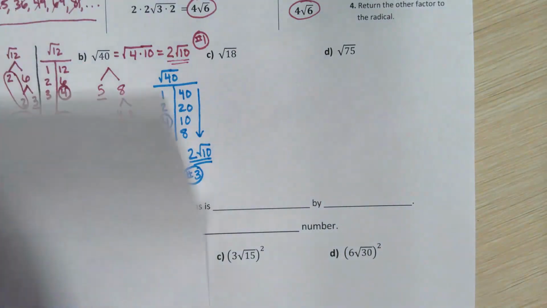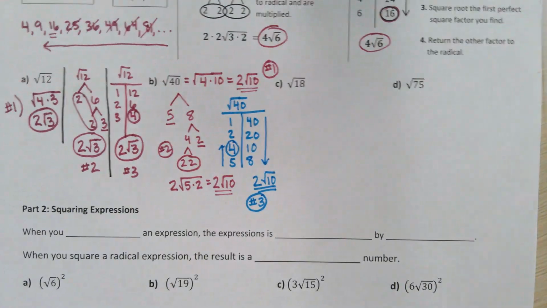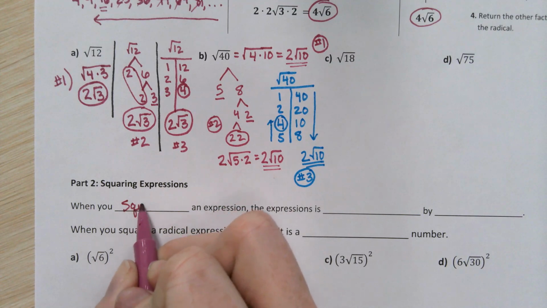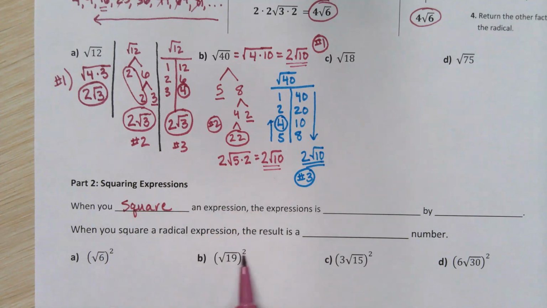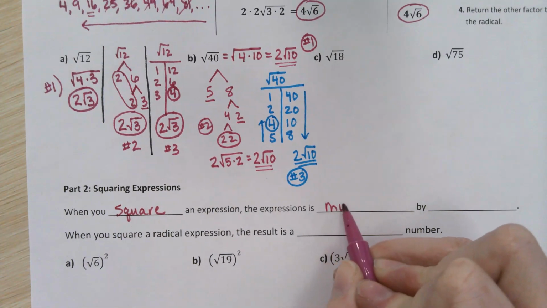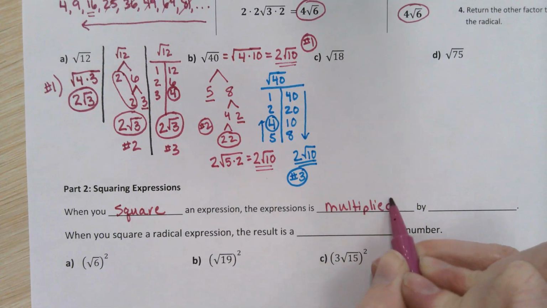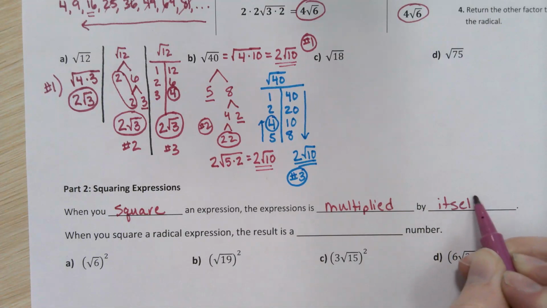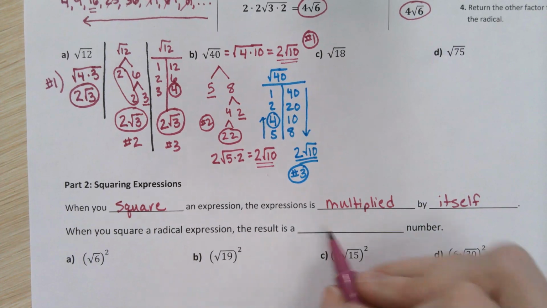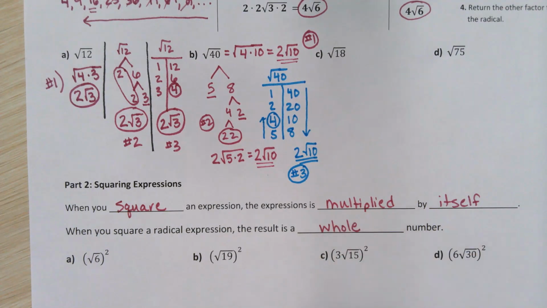All right, part 2 of IC46 is focusing on squaring expressions. So when we square an expression, we are talking about having an exponent equal to 2. That means that the expression is going to be multiplied by itself. That's what squaring means. And so if we're specifically squaring a radical expression, what's going to happen is we're going to get a whole number. Not a radical back, but a whole number. Let's see why that happens.